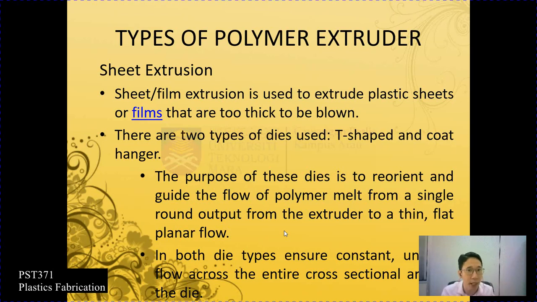Slightly thicker. Okay. There are two types of die being used. I think three types. But kita tengok. First one is T-shape and the coat hanger. Betul, kita ada tiga. T-shape, coat hanger and fishtail. Okay, later on, I will go through with this. The purpose of this die is to reorient and guide the flow of the polymer melt from a single round output from the extruder to a thin, flat, planar flow. In both die types, ensure constant uniform flow across the entire cross-sectional area of the die.